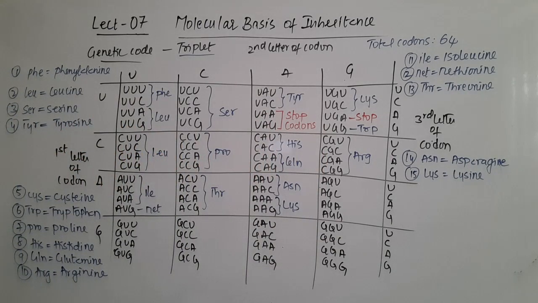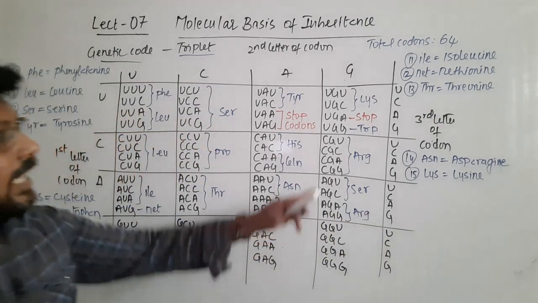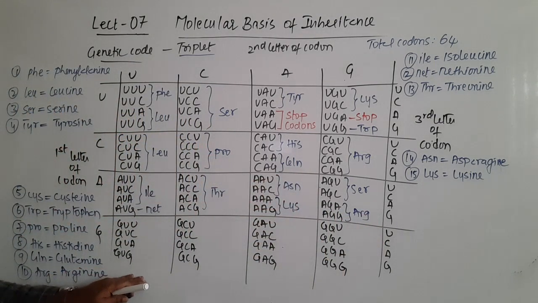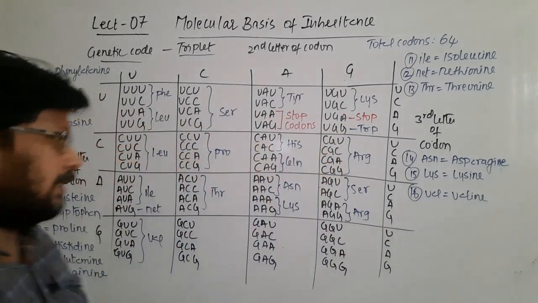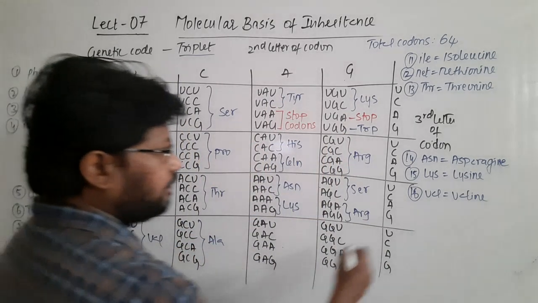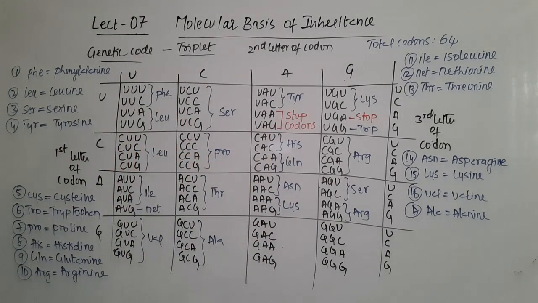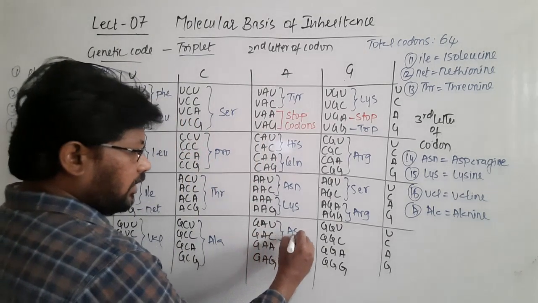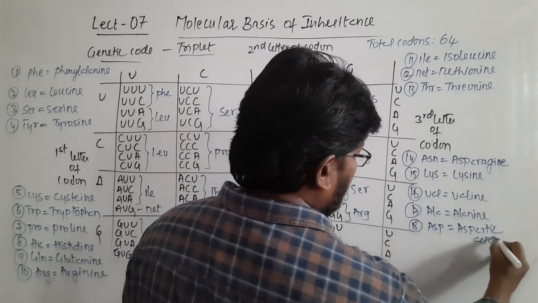Then in the next, these two will be again coding for amino acid called serine, that I already mentioned, and below these two will be coding for ARG, arginine, which I already mentioned. Then coming to the last row, all these will be coding for an amino acid called valine. VAL stands for valine. And then in this case these will be coding for an amino acid called alanine. ALA, that stands for amino acid called alanine. And the next one, these two will be coding for aspartic acid. ASP stands for aspartic acid.